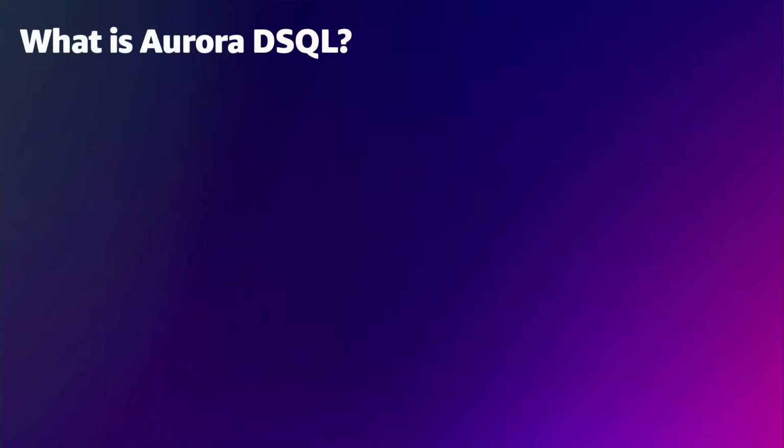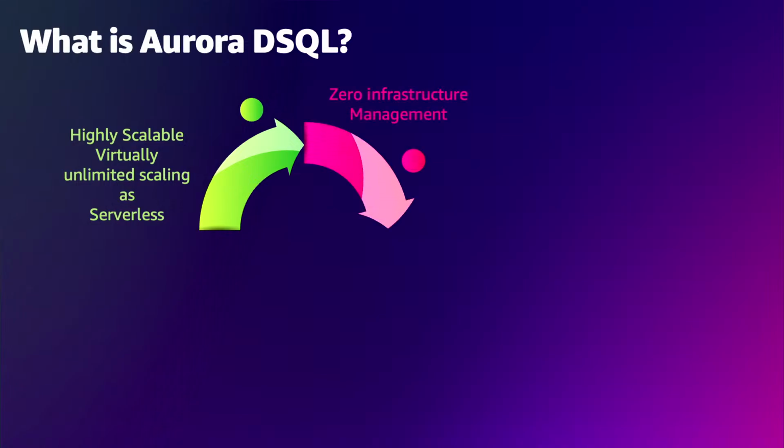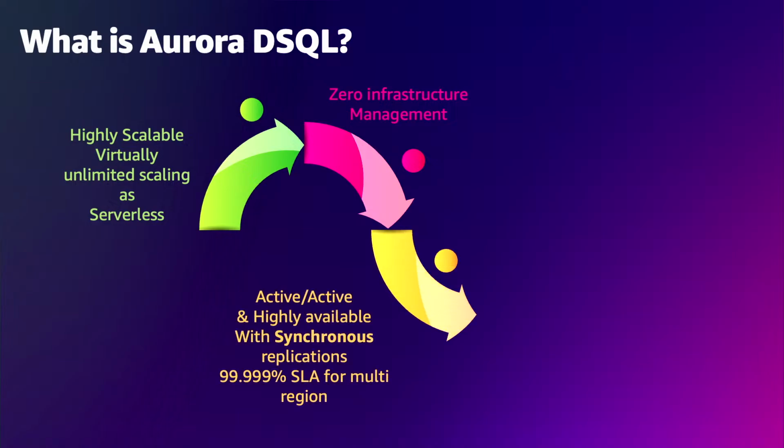So what is DSQL? It's, again, serverless. Serverless seems to be the magic word with Aurora nowadays. It's highly scalable, virtually unlimited scaling, zero infrastructure management, no need to patch, no need to upgrade. It's all handled by themselves, not yourself. So that's quite good, I would say, as an SLA.